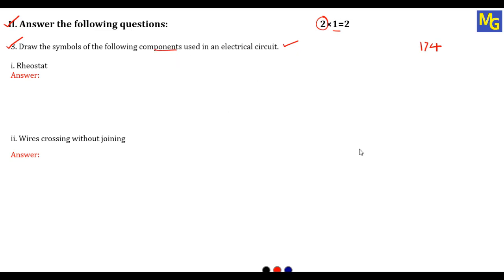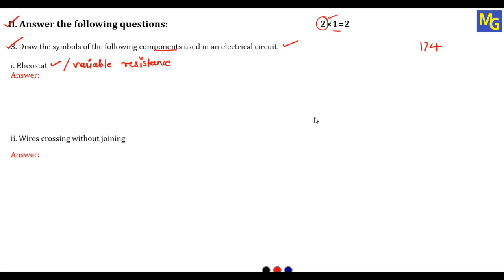In this paper they have asked rheostat and wire crossing without joining. In another paper they may ask electric bulb, voltmeter or ammeter. So you only have to remember the table once, and there will be 2 marks with you. So now we will read the question. In this paper, they have asked rheostat. What do you mean by rheostat? Rheostat is also called the component having variable resistance. Variable resistance means the resistor of which we can change the resistance depending on our use.